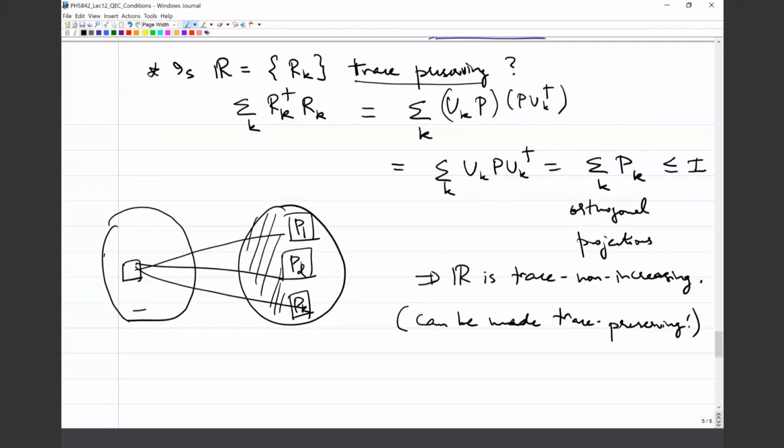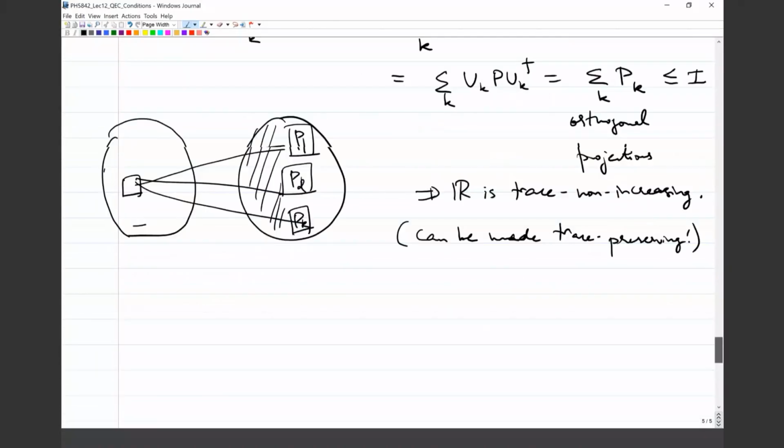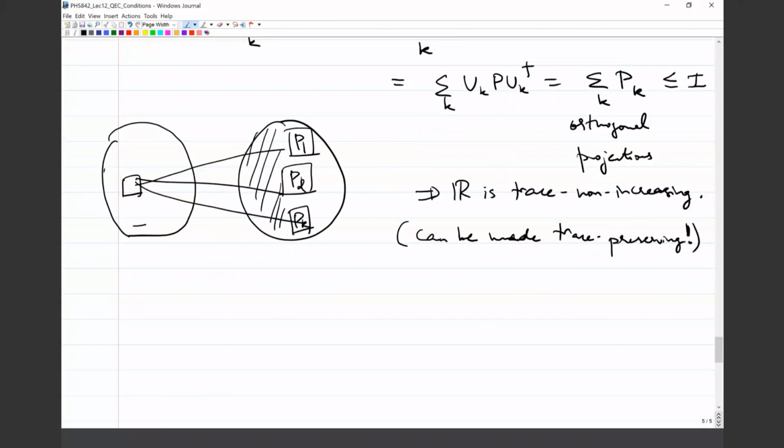Okay, so this completes one part of this proof, which is the sufficiency part. But this is the part which really tells us what these conditions really mean and how they allow us to construct a recovery operator. So I will stop here today and we'll do the necessary part in the next class.